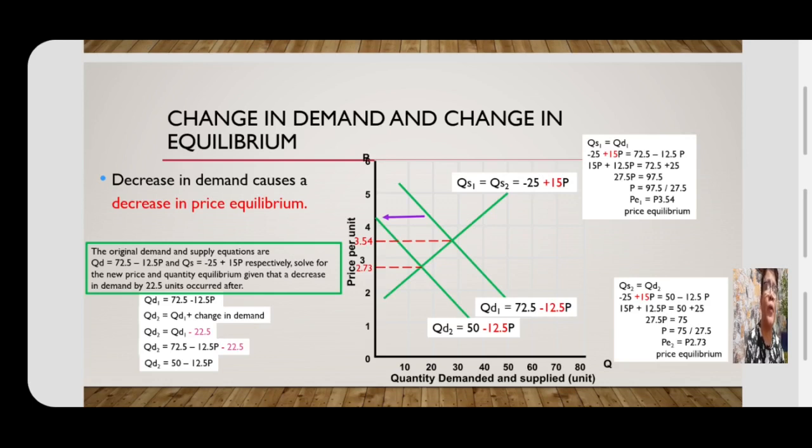And solving for P, we can now transpose the coefficient of P to the other side so that it becomes a divisor. And P now is equal to 97.5 divided by 27.5. And the quotient is equal to 3.54. And this is our original price equilibrium.